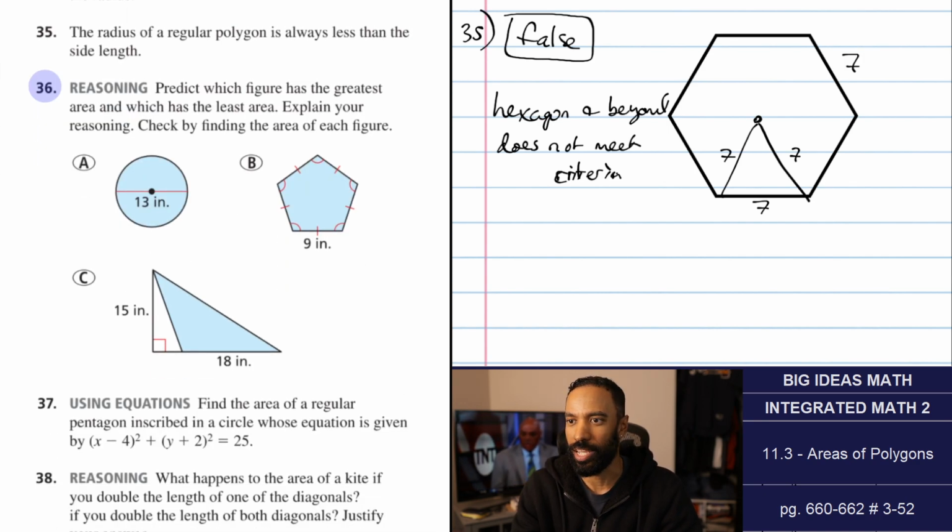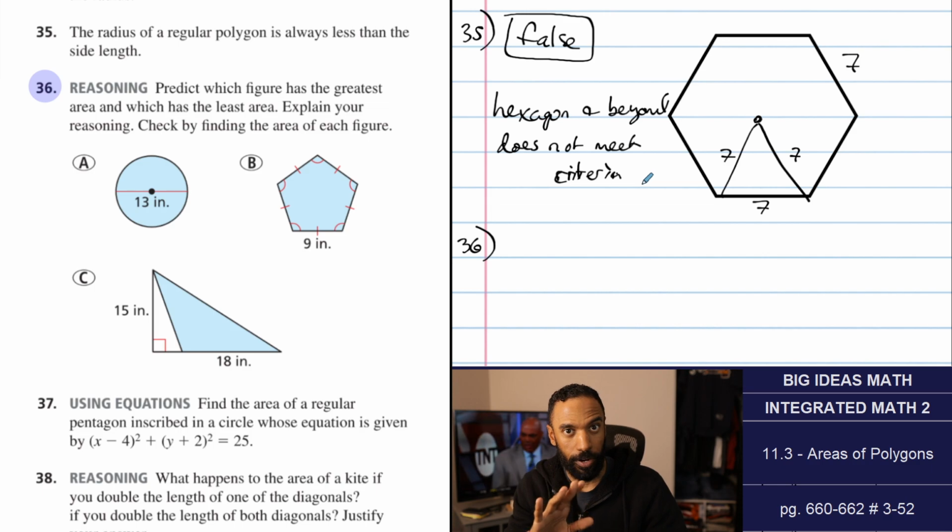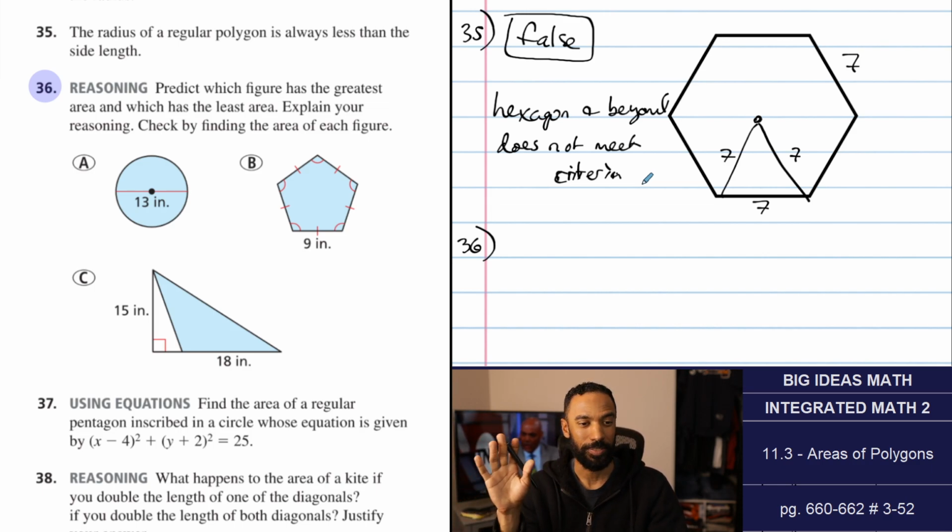Number 36, reasoning. Predict which figure has the greatest area and which has the least area. Explain your reasoning. Check by finding the area of each figure. So I'm supposed to predict first and then calculate them second.